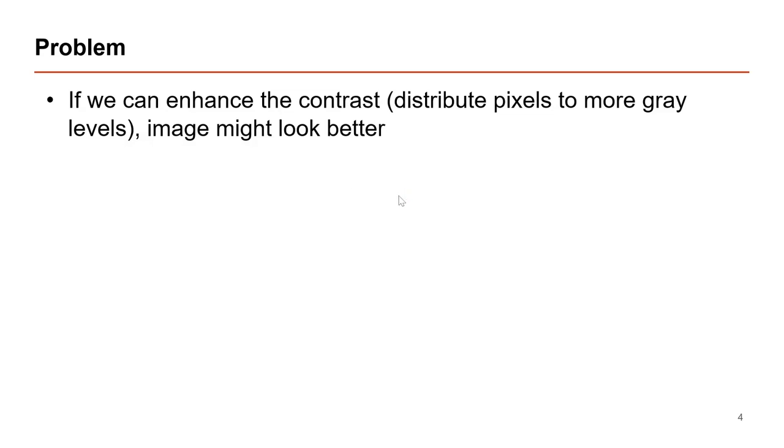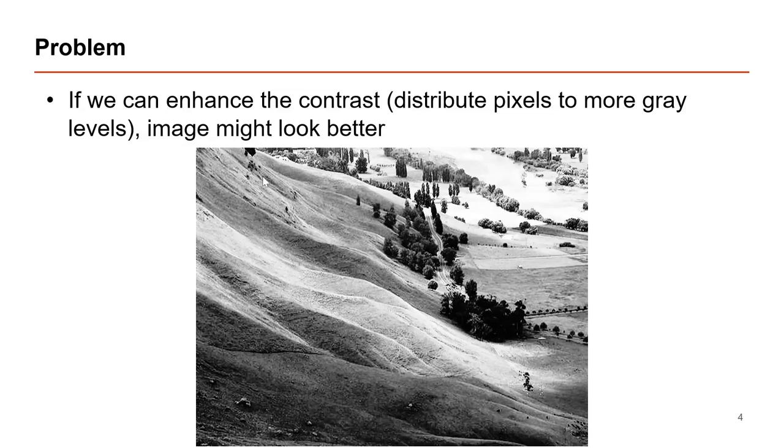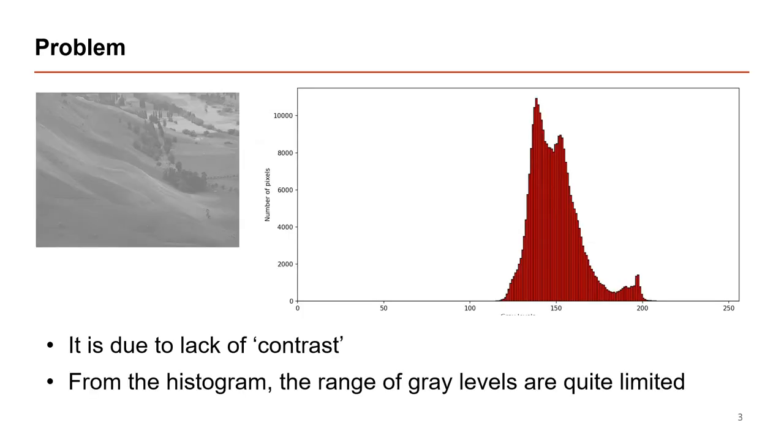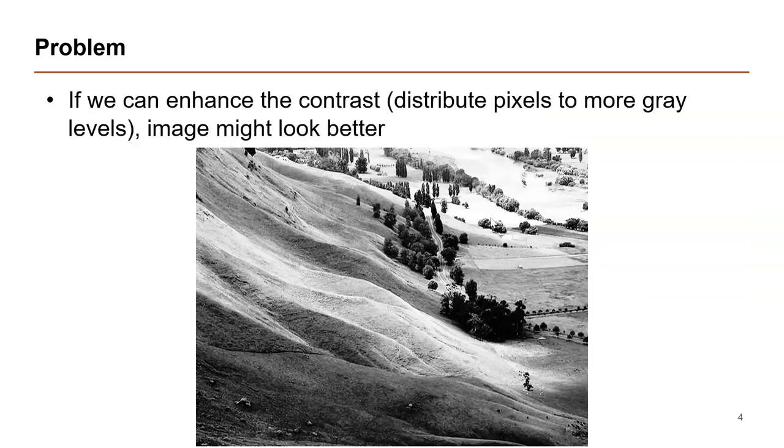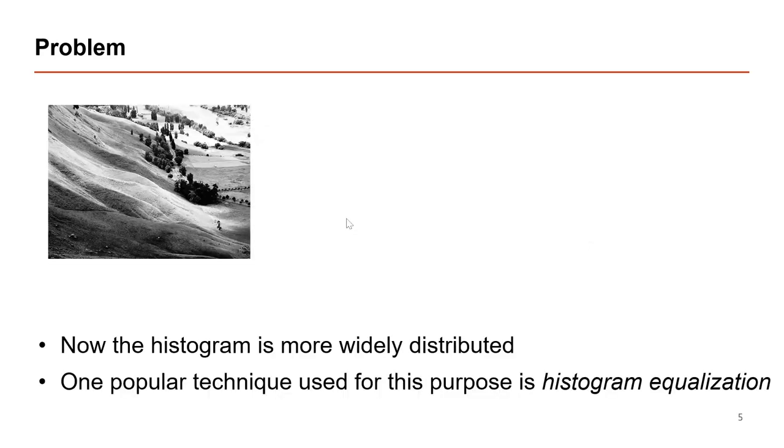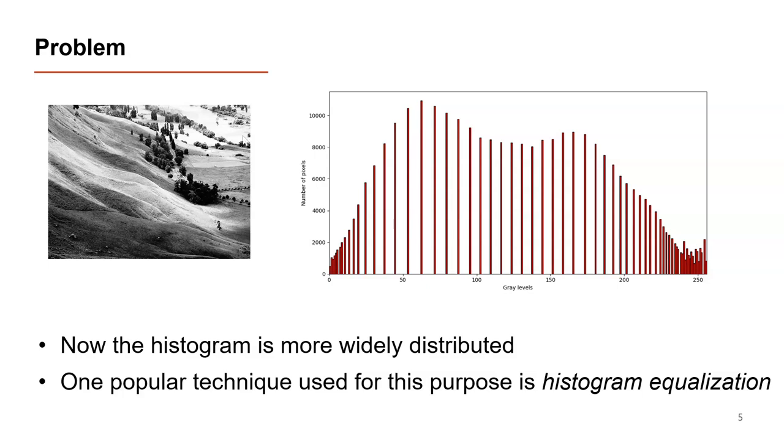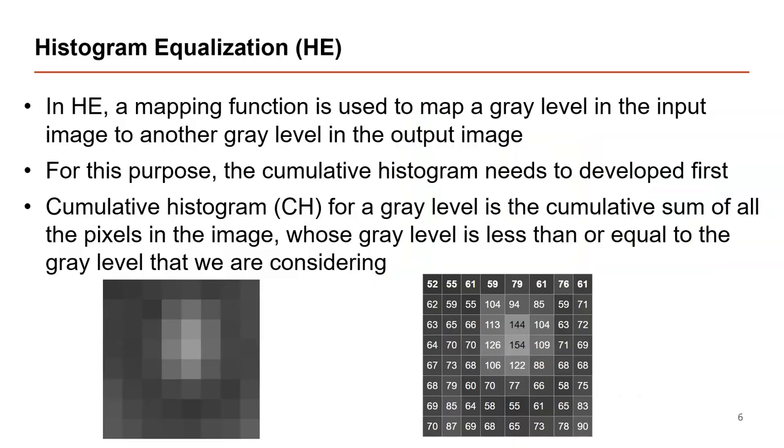So we can enhance the image by distributing pixels to more gray levels. Here you can see one such case where we do some image processing operation and make the histogram more distributed. Once you do that, there is enough contrast in the image and you should be able to see the different parts of the image quite clearly. Here is the histogram of this image after I do a certain operation. One popular technique used for enhancing contrast is called histogram equalization.